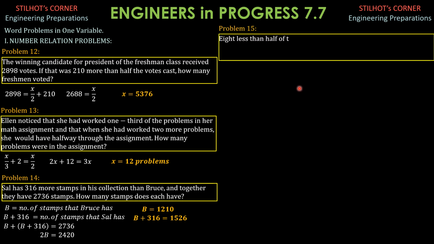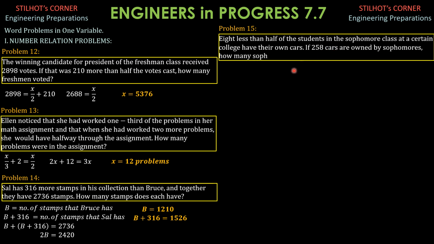Problem 15. Eight less than half of the students in the sophomore class at a certain college have their own cars. If 258 cars are owned by sophomores, how many sophomores are there? If we denote X as the number of sophomores in this class, then 8 less than half of the students have their own cars. Since this is the number of cars owned by the sophomores, it is equated to X over 2 minus 8. That's the interpretation. So 258 equals X over 2 minus 8.